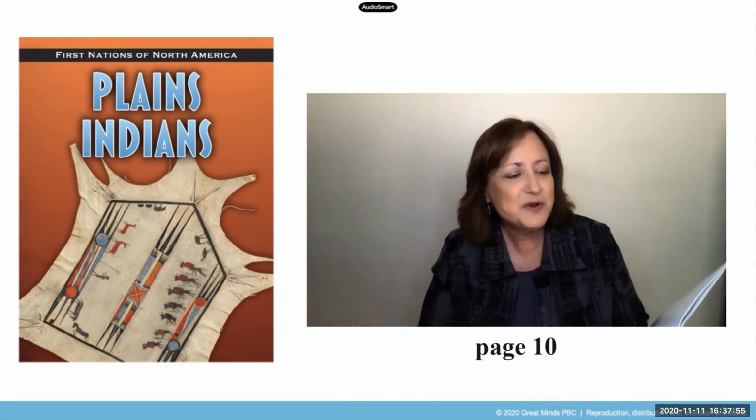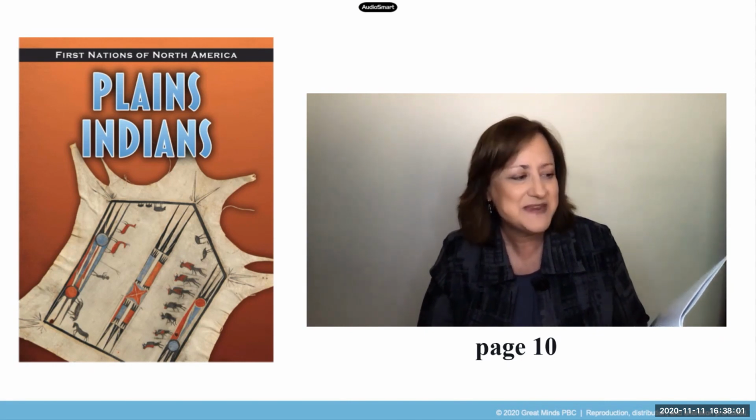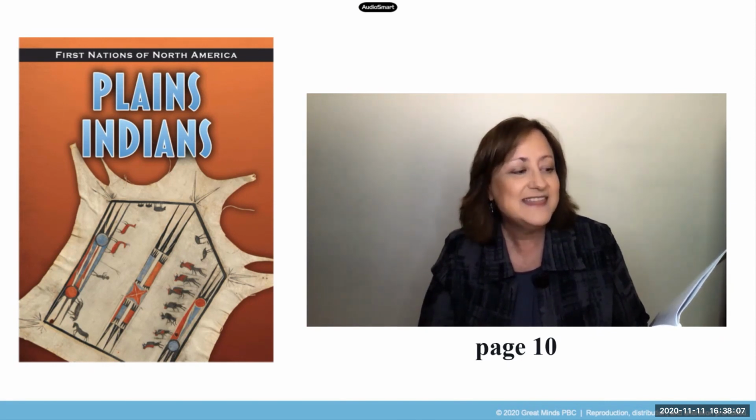Instead of living in permanent villages, they often moved from place to place. Well, I remember what that means. That means that they were nomadic. They moved from place to place, following bison herds and gathering wild plants. They became expert hunters and came to depend on the bison for most of their needs.